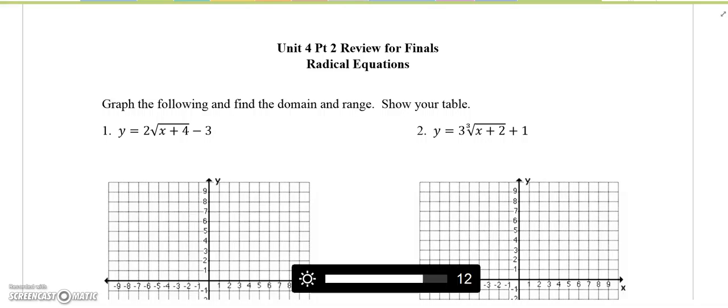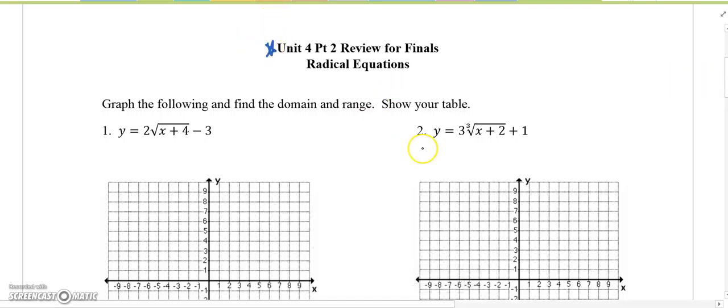Everyone, this is Miss Afric, and today we are going to be reviewing Unit 4, Part 2. Unit 4, Part 2 involves graphing square roots and cube roots. It involves solving equations with roots and exponents. We've got some function operations: multiplying, dividing, composition. There's domain and range, I know that can be tricky, and a few other things too, so let's get started.